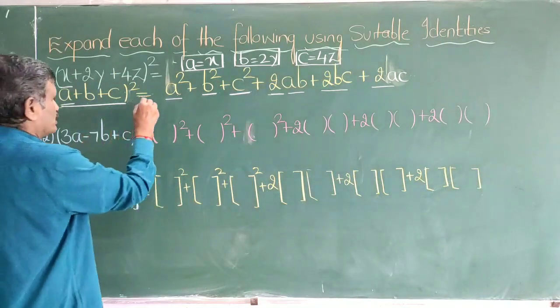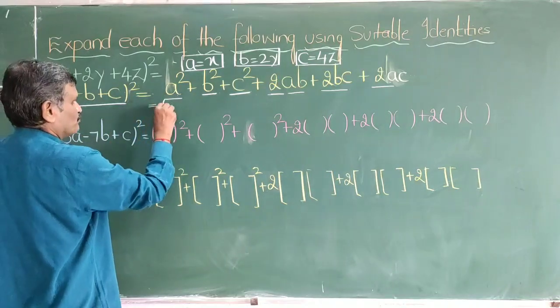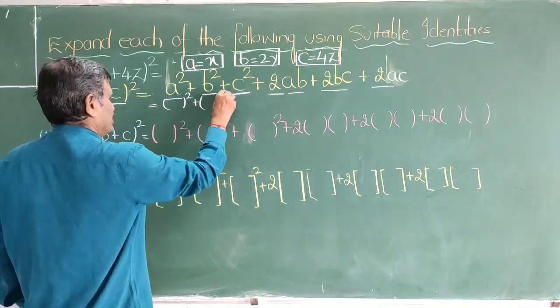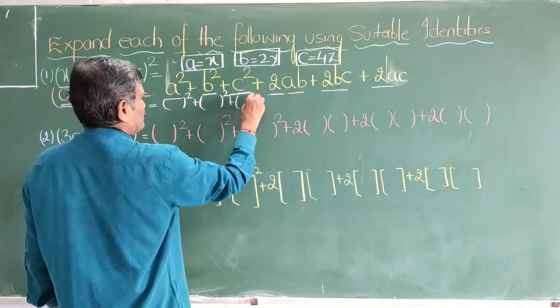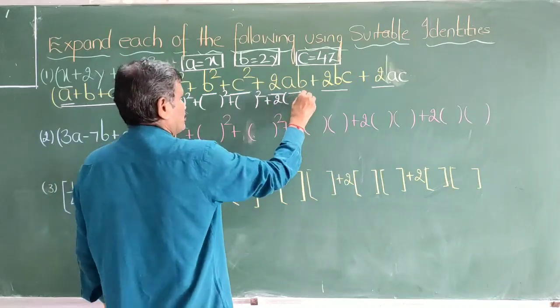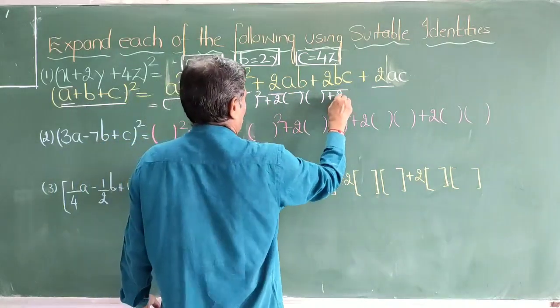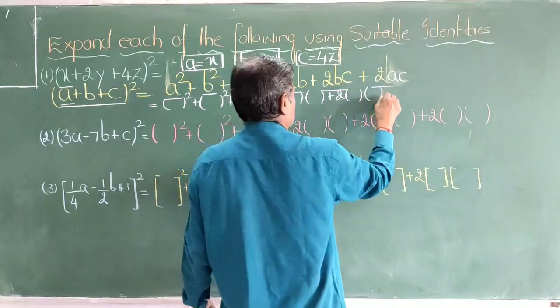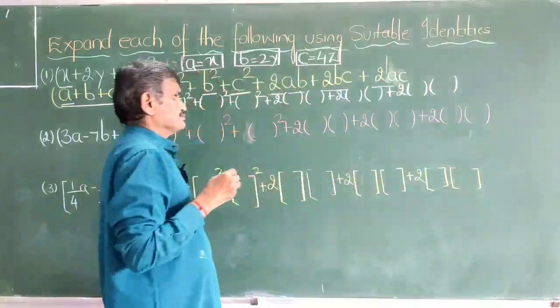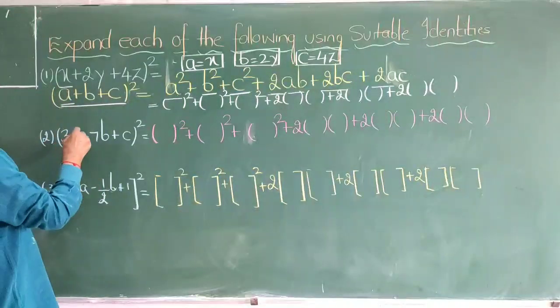Now in the next step, I will put these values in this formula. First term, this a I will put here, this b here, c here, 2 into a, 2 into b, 2 into b and 2 into c, plus 2 into a and 2 into c. So I will put the values here.